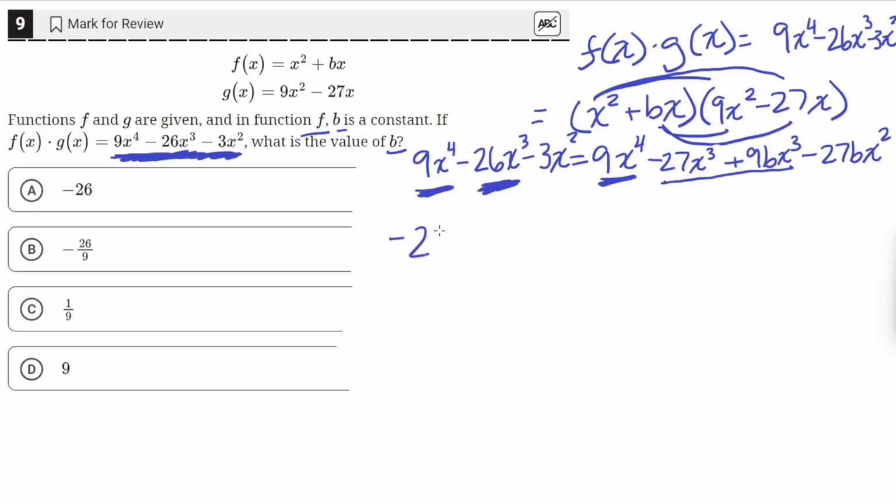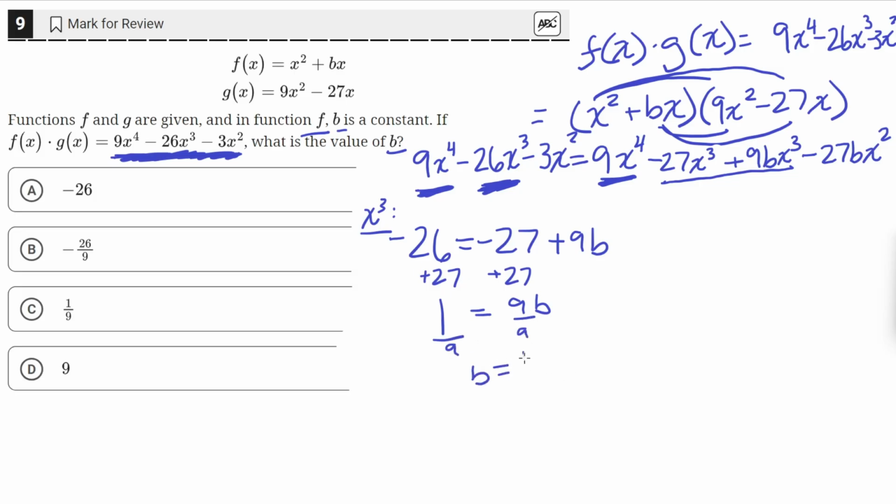So what I'm saying is that negative 26 should equal negative 27 plus 9b. This is how you would add up the coefficients of the x cubed terms. So the coefficient on the left-hand side has to equal the coefficient on the right-hand side. So now we can actually solve for the value of b pretty easily. Let's move the 27 to the other side by adding 27 to both sides. So on the left-hand side, we get 1, which equals 9b. So if we divide both sides by 9, we get b equals 1/9.